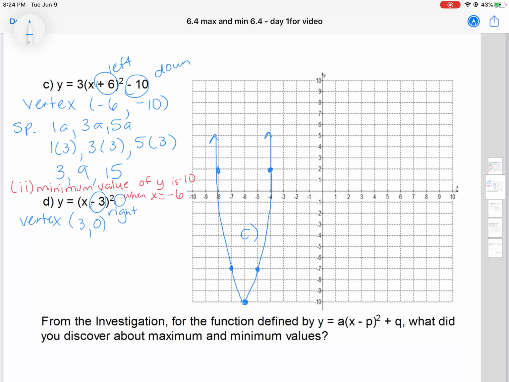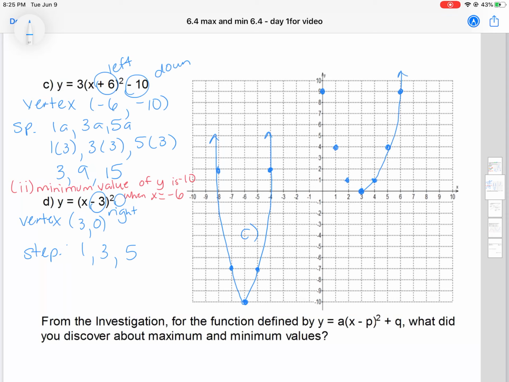So back to the base value of the vertex, which is 0. And then the step pattern also isn't changed. It's going to be 1, 3, 5. Over 1, up 1. Over 1, up 1, 2, 3. Over 1, up 1, 2, 3, 4, 5.